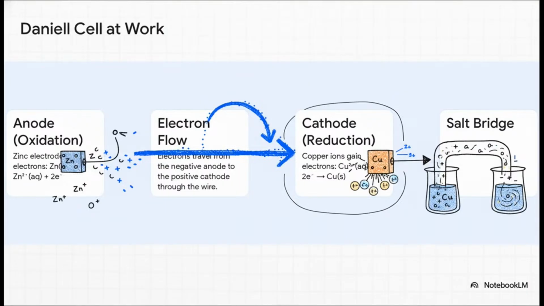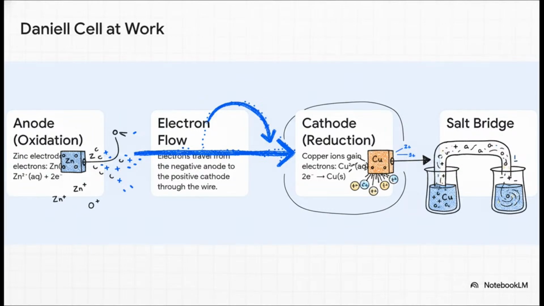Okay, imagine it's two separate rooms. In the first room, the anode, we've got our zinc electrode. Now, the zinc atoms there are super generous. They are just dying to get rid of some electrons. So they do. They oxidize, turning into zinc ions and setting those electrons free. Well, those electrons can't just hang around. They see this pathway, the wire, and they start flowing.